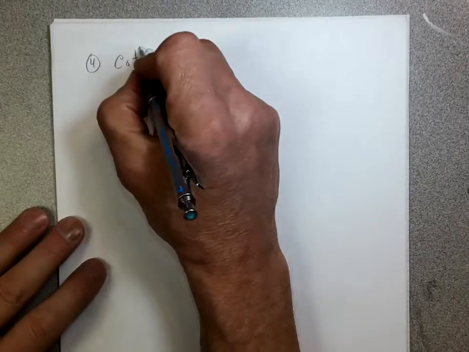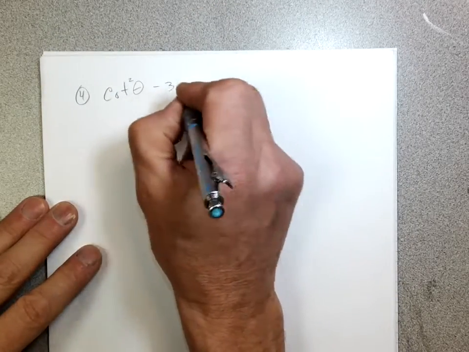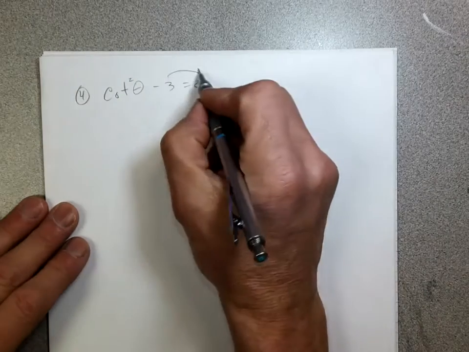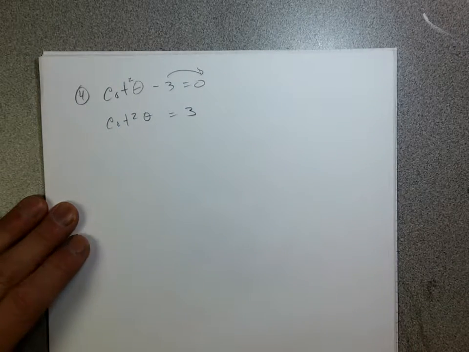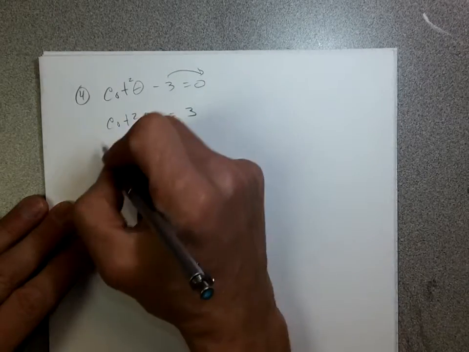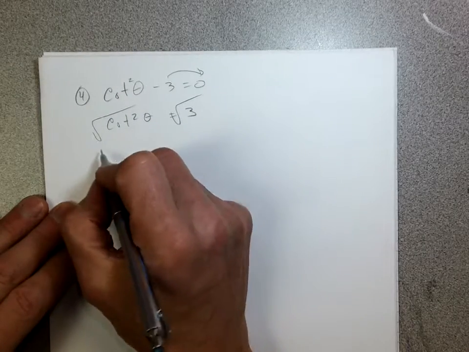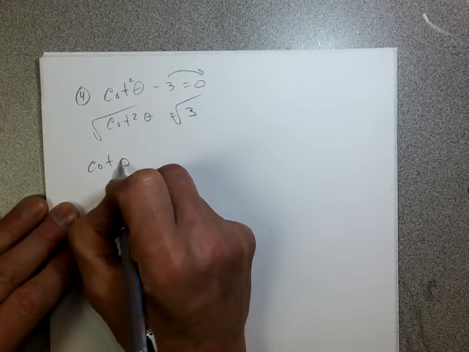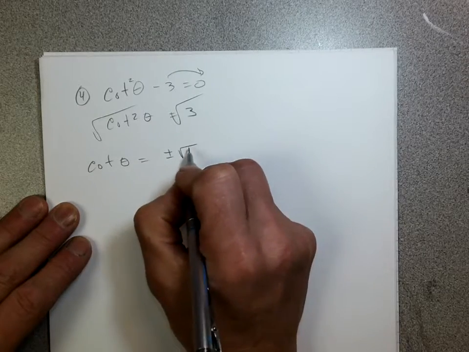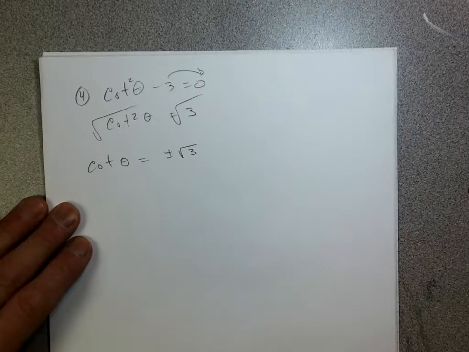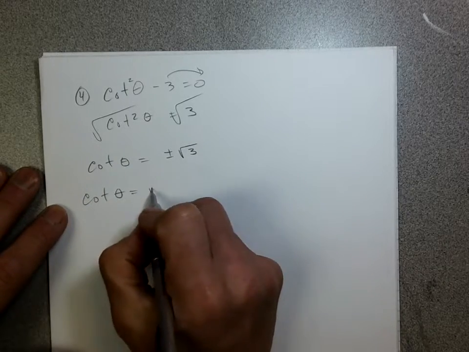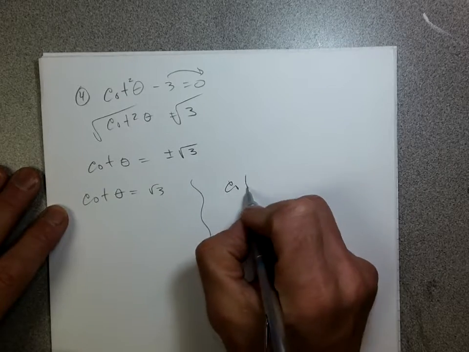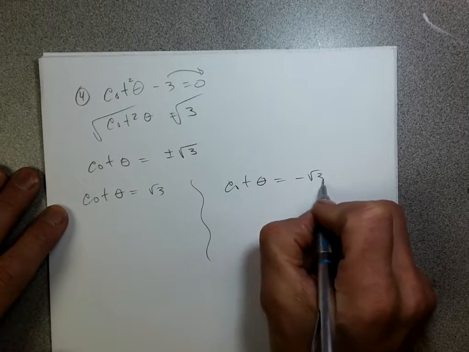So I've got cotangent squared theta minus 3 equals 0. Okay, so let's do this. Let's bring over the 3. Cotangent squared theta equals 3, right? Square root both sides. Now we'll have cotangent theta equals plus or minus the square root of 3. So now there's two answers. I'm going to break it up into cotangent theta equals the square root of 3 and cotangent theta equals negative square root of 3, right?